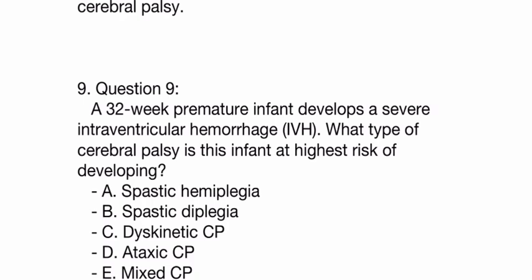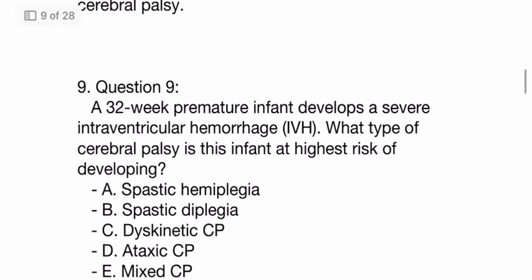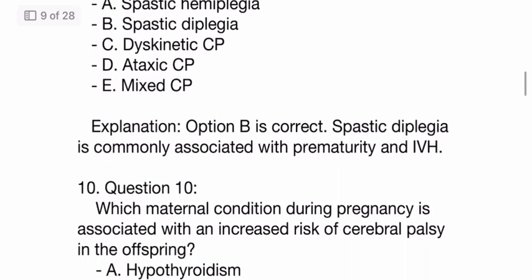A 32-week premature infant develops a severe intraventricular hemorrhage. What type of CP is this infant at highest risk of developing? Basically, the type of CP that is associated with IVH. A, spastic hemiplegia. B, spastic diplegia. C, dyskinetic CP. D, ataxic CP. E, mixed CP. The one that is commonly associated with IVH is spastic diplegia.